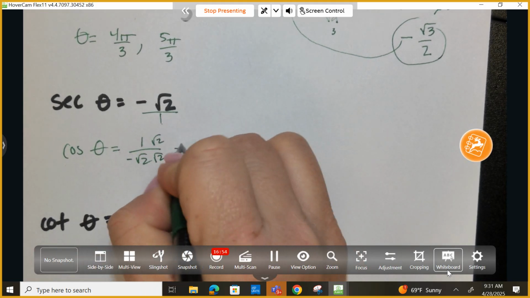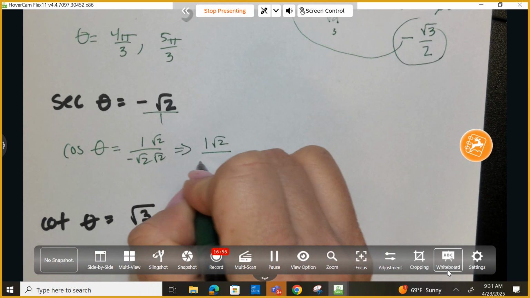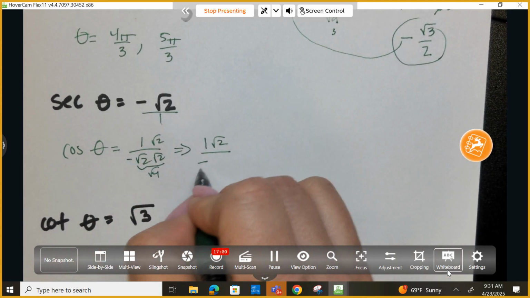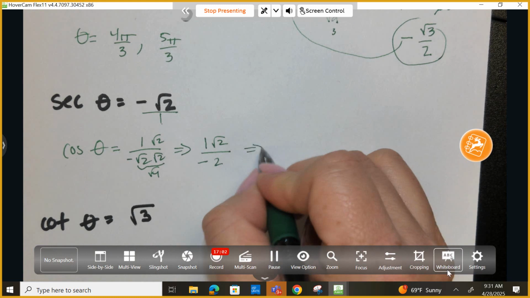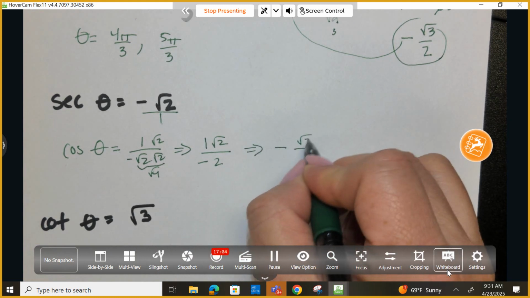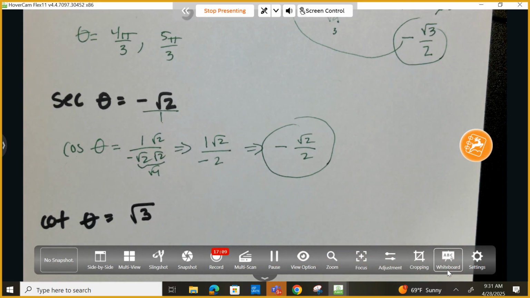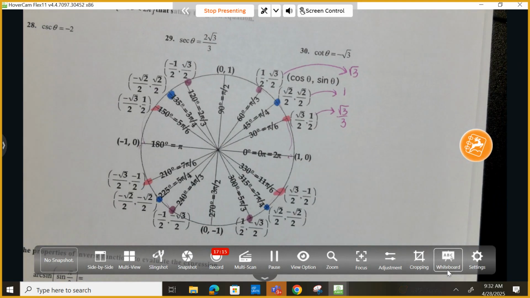So here we go. You ready? We have 1 square root of 2 over, well, I know that 2 times 2 is 4, and the square root of 4 is 2. So this can be written as negative square root of 2 over 2. In which quadrants, Kami, will I find negative cosines? Which quadrants, Kami?